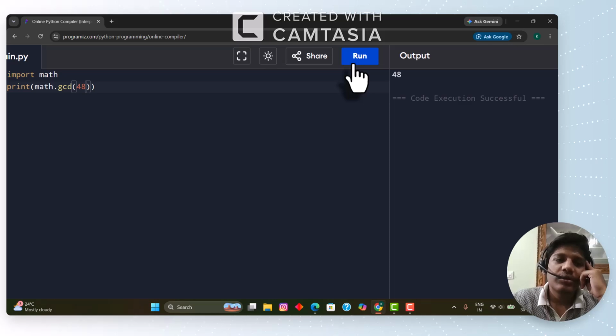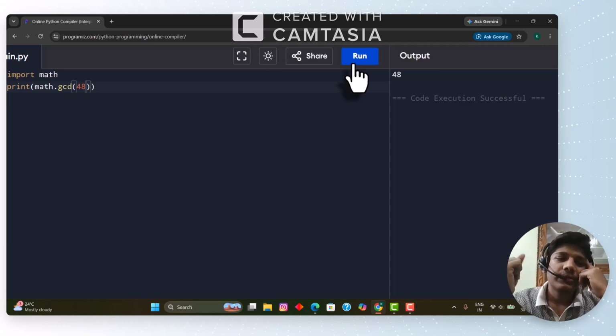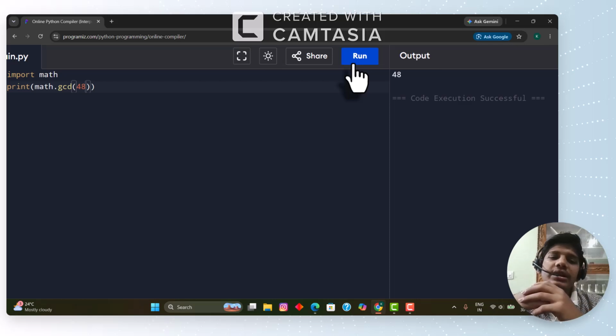Which number divides the numbers which we entered, and it has to be the greatest. For example, 2 can also divide 24, 48, 18: 2 into 9 is 18, 2 into 12 is 24, 2 into 24 is 48. But why did we not choose 2? We only choose 6 because it says greatest common divisor, and 6 is greater than 2, right? So that is the greatest common divisor.